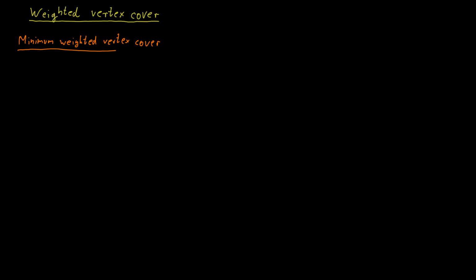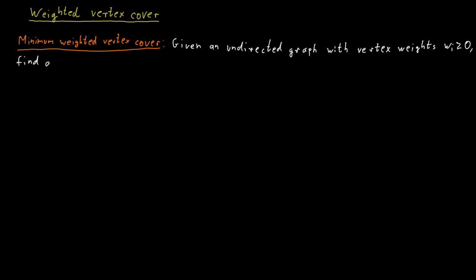The minimum vertex cover problem is NP-hard. We want to now look at an even more general problem, which is minimum weighted vertex cover. In the minimum weighted vertex cover problem, we have an undirected graph, and each vertex has a weight associated with it that is not negative.